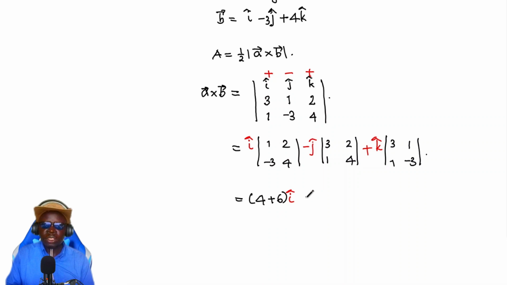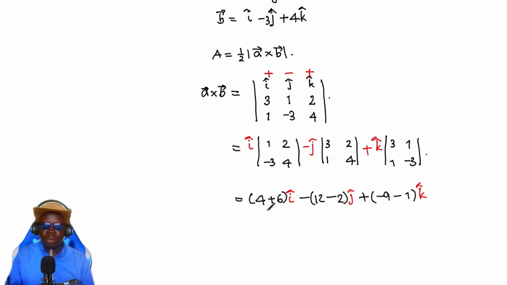So we can move to the next one and say minus, opening up this bracket, 3 times 4 is 12. Then we say minus 1 times 2 is 2. We can close that and also bring in our J here. And the last one is plus, open up this bracket, 3 times negative 3, we get negative 9, and we subtract away 1 times 1, we get 1 also, and we bring in our unit vector K.